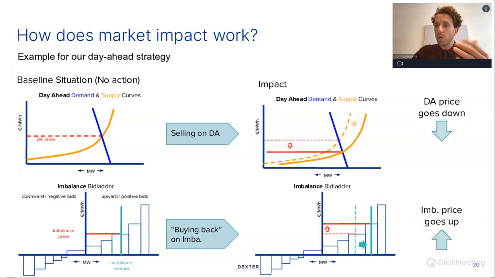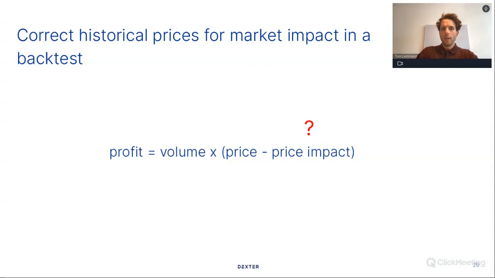Now, how do you model for this price impact? First, you have to recognize that profit isn't equal to volume times price, it's equal to volume times price corrected for price impact. I will share two simple ways of how you can address this. But first, some assumptions that you have to make. The methods I present assume that the biggest impact is on the imbalance market, because those markets typically have more elasticity than day ahead. And the second assumption is that it's mostly about small volumes.